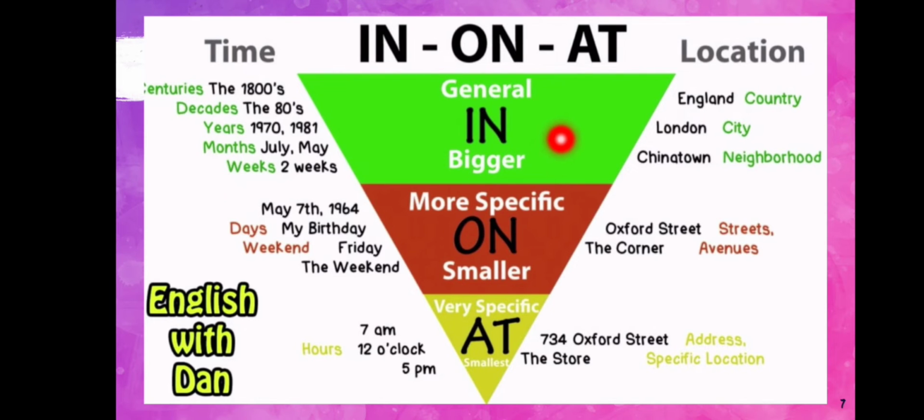Here you can see, when it is talking about the bigger places, bigger things, we are using in. For bigger places like countries, cities, names of big towns, we are using in in front of that. I live in India. In England, right? It's the name of a country. In London, it's the name of a city. In Chinatown, it's a neighborhood. Oxford Street, it's the name of a street. The corner, avenues.